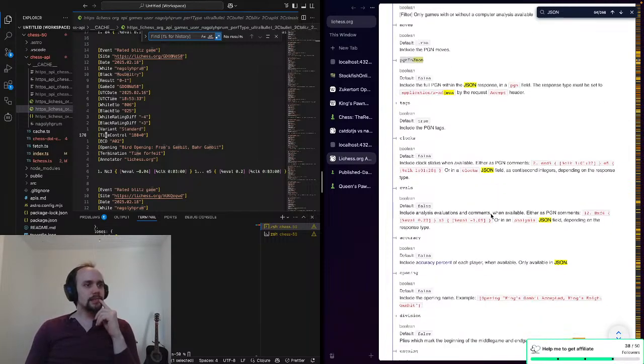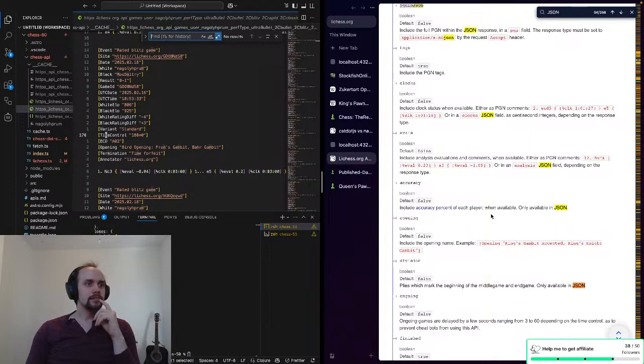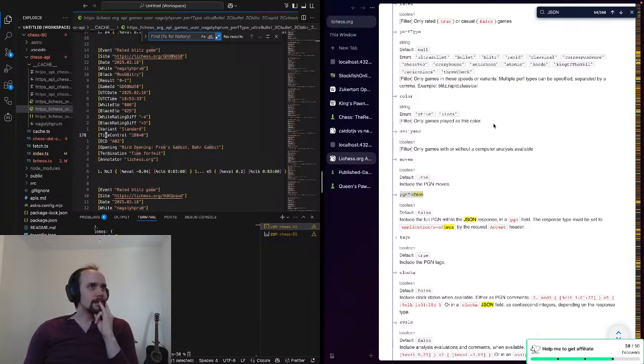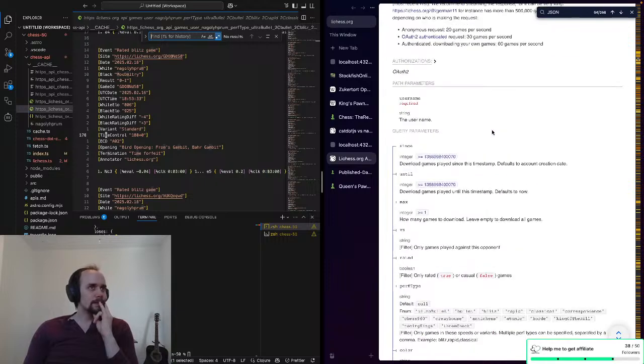What does it look like? Only available in JSON. Include in JSON response. Okay, well, how do I get it as JSON?